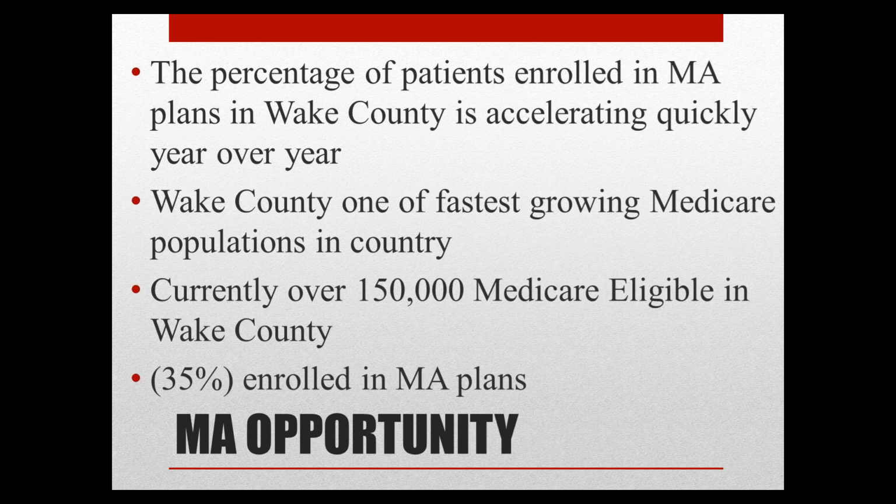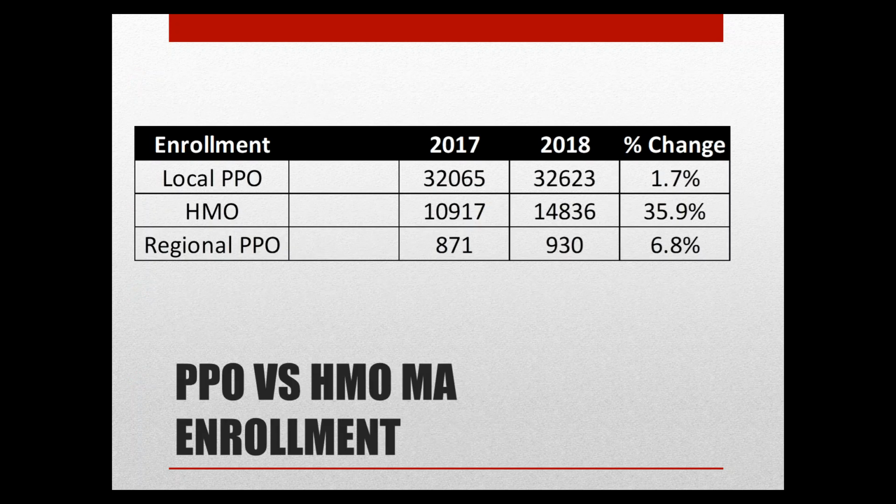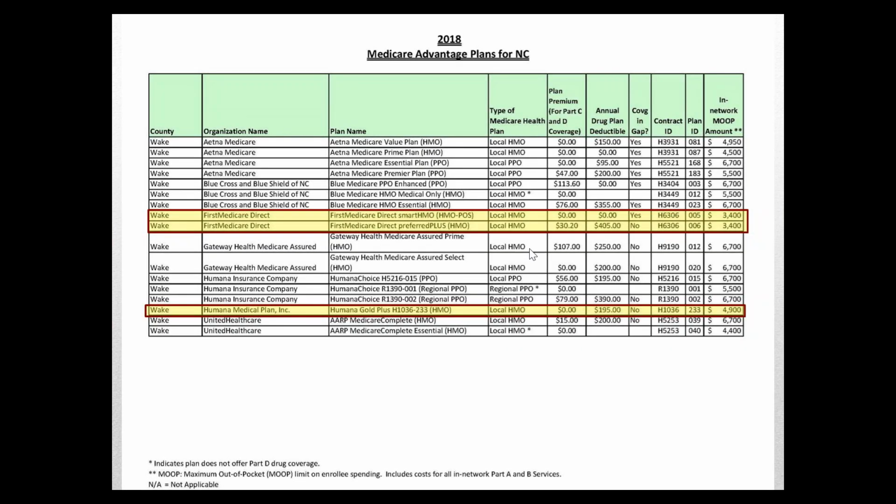It's accelerating quickly, the number of patients. I'll show you a statistic here in a second, how many patients now are moving into Medicare Advantage. Of course, we have one of the fastest growing Medicare populations in the country with about 150,000. Only about 35% are enrolled in MA plans, where in many areas of the country now that's up to 50%. So if we look at the differences here from 2017 to 2018, we see the HMO market, which is the one that we've been talking about, is growing dramatically in that time period, and we're seeing a similar increase in the total number of MA patients.